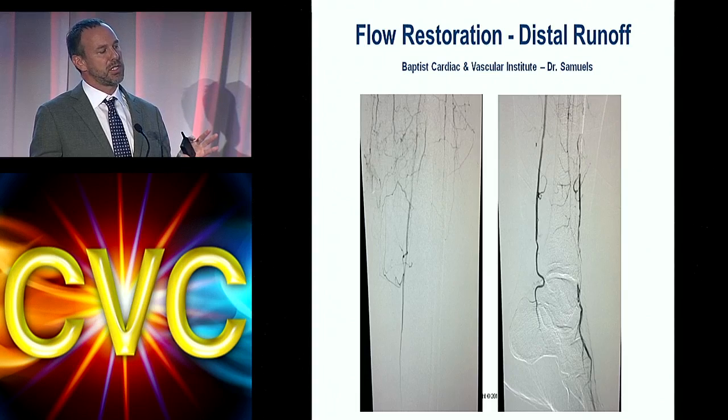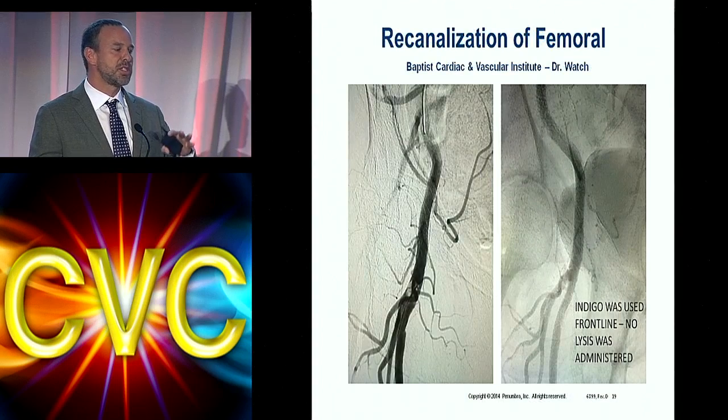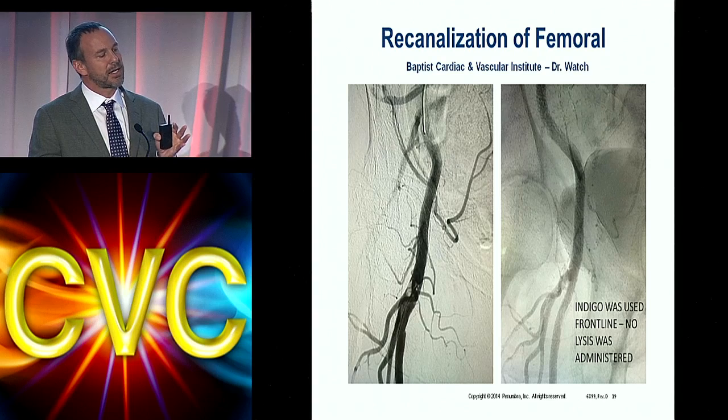Even if you're going to use lytics in this case, by getting that clot up and getting blood down there, this is going to probably shorten the amount of thrombolytics that you have to give. Again, another case here. Can you use it in bigger vessels? You can see here that there's clot up in this recanalization of the common femoral, right at the femoral bifurcation, went in with the Indigo, no lytics were utilized, and then sucking that out.